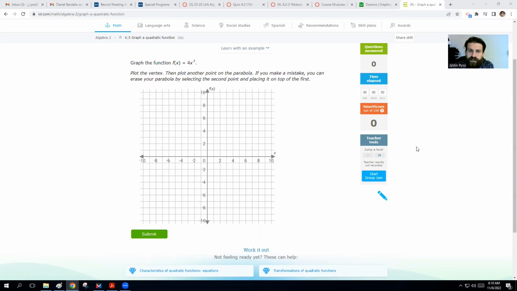So what they want us to do is to graph the parabola. First thing we're going to do is plot the vertex and then plot another point on the parabola. And just to show you how this will work out, I'll do a couple examples here.